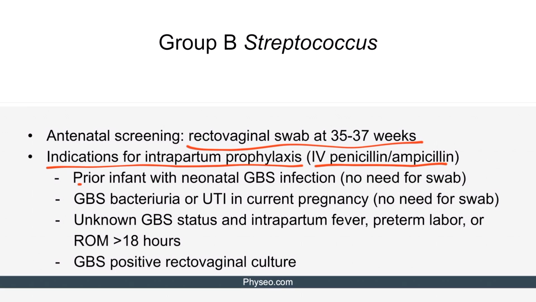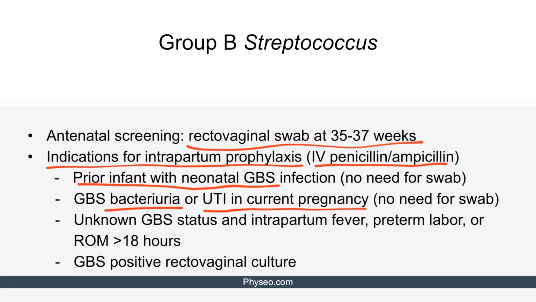Now, if the woman has had a prior infant with early onset neonatal group B strep infection, then she doesn't even need the rectovaginal swab. You're just going to decide, okay, that's so high risk because you've had this with one of your newborns. We're going to just give you prophylaxis even without doing the rectovaginal swab. Additionally, if she has had group B strep bacteriuria or a UTI during her current pregnancy, then she also doesn't need a swab. You're just going to give her prophylaxis. So both of those are very intuitive. If you already know the risk and you're worried about this patient, then you have a low threshold for just giving prophylaxis for group B strep.